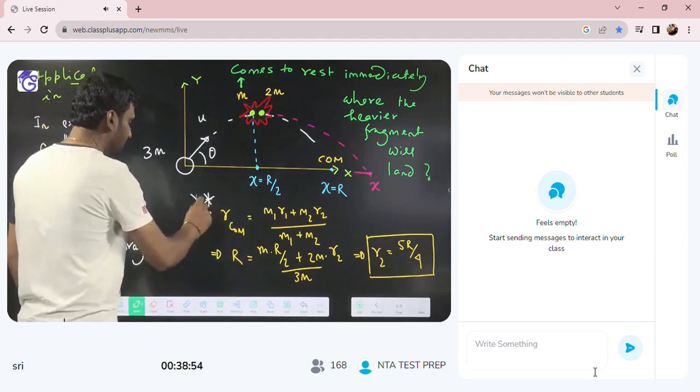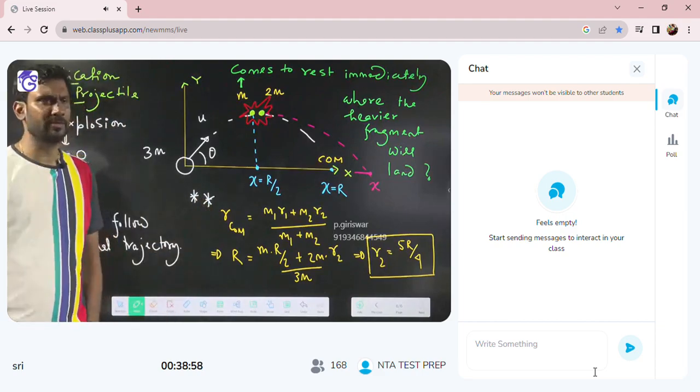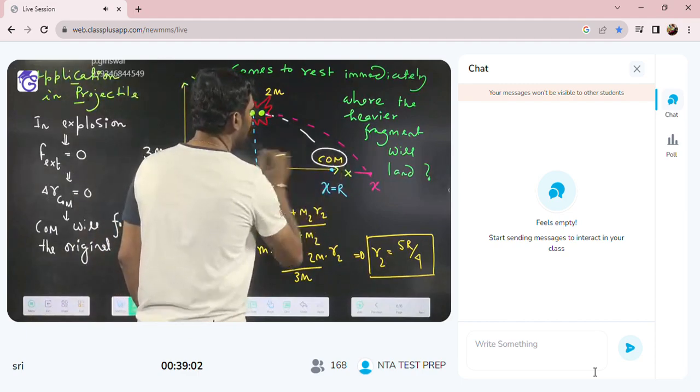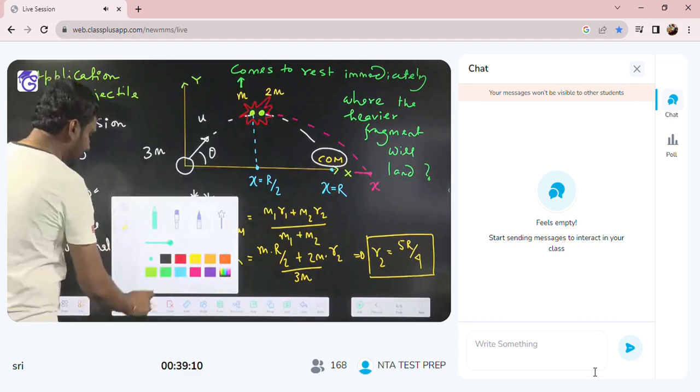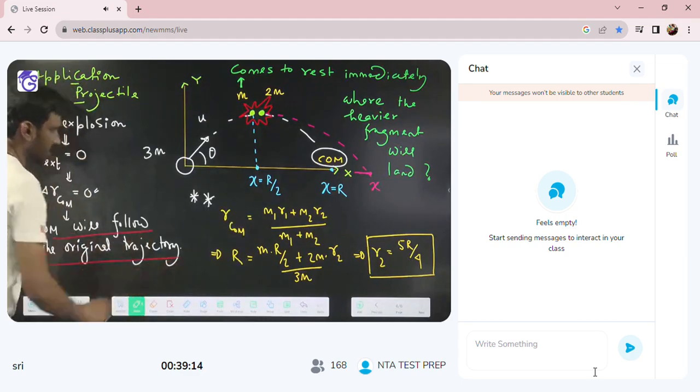This is the formula. Very simple formula we are using. Extremely easy formula we are using. Only one concept to remember: center of mass will land at range. And from where are we getting this? Shift in center of mass is equal to 0. Shift in center of mass 0 means center of mass will follow the original trajectory. That's the point you need to remember.